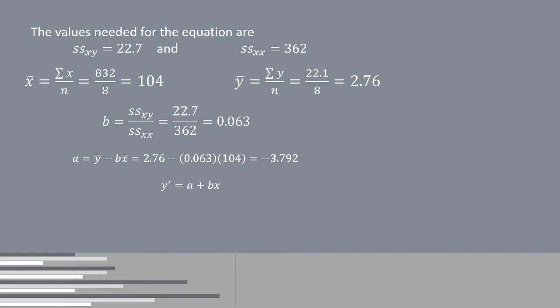Now for the final step, we will determine the y hat, which is from the formula y is equal to a plus bx, where a is negative 3.792 plus 0.063x. Now let's proceed to correlation.